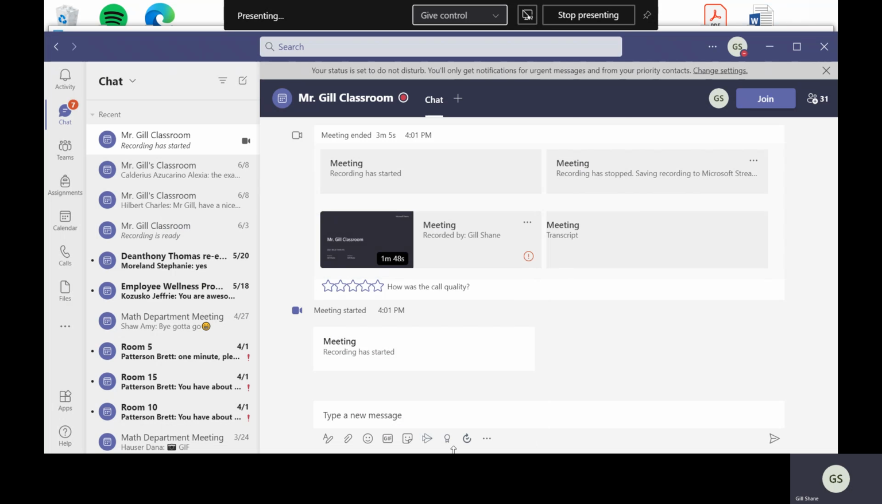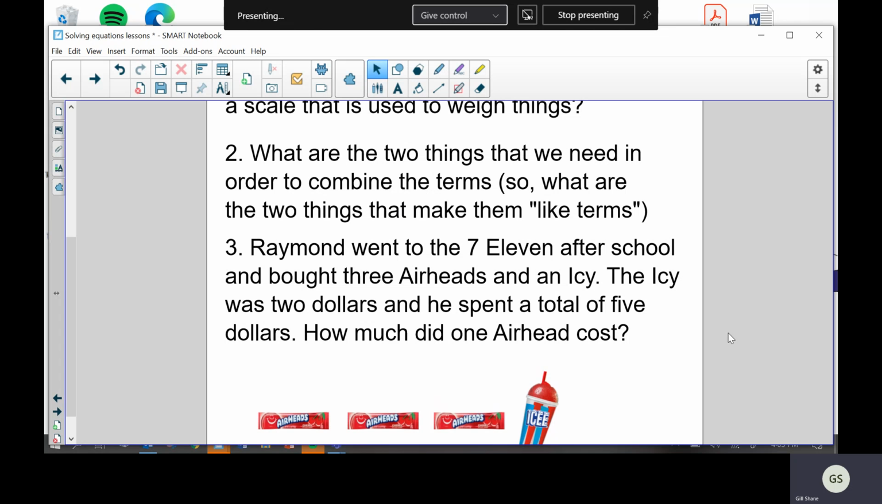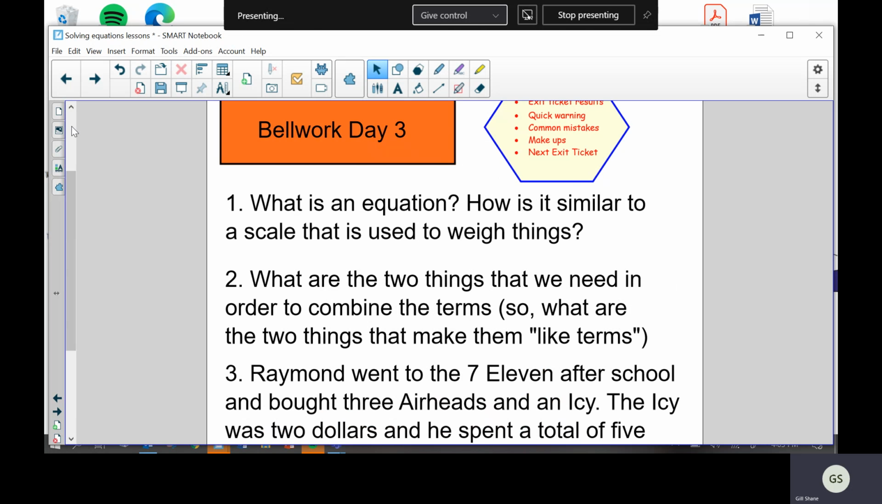So let's go to the, shoot. There we go. So this was the bell work we did. Let me get rid of this thing down here. We didn't even get to number 3. There it is if you want to try it real quick. We're going to do that. And we did do the answer, but we didn't do the lesson behind it.